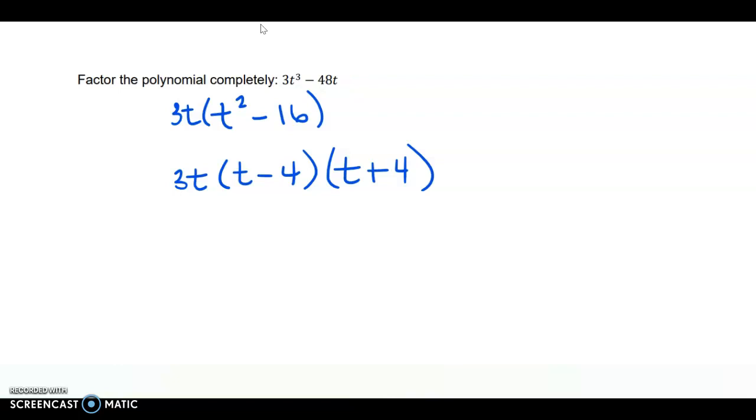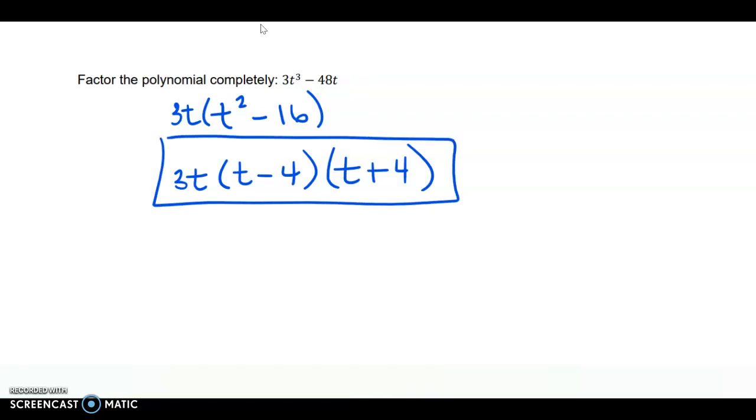And this will work out to be t squared minus 16, the t minus 4, t plus 4. Again, you can check that it will multiply out to 3t cubed minus 48t by multiplying everything out, but this will be your final answer.